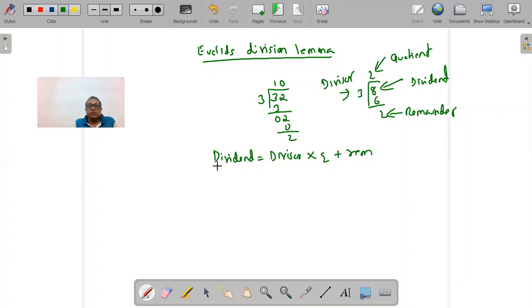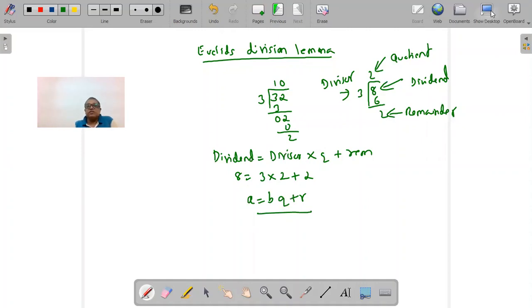Dividend 32 is equal to divisor into quotient, that is 3 into 10, plus the remainder 2. So 3 into 10, 30, plus 2 will always give you this. We should understand that when we multiply the divisor into the quotient and add the remainder, we will always get the dividend. That's what Euclid's division lemma is all about. They simply replace dividend and divisor with A and B, and we write it as A equals BQ plus R. A stands for dividend, B is the divisor, Q is the quotient, and R is the remainder.